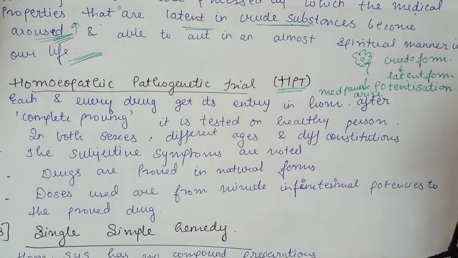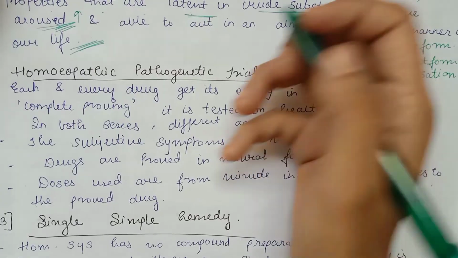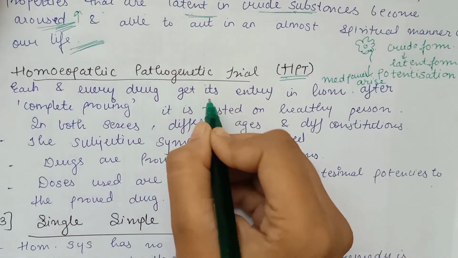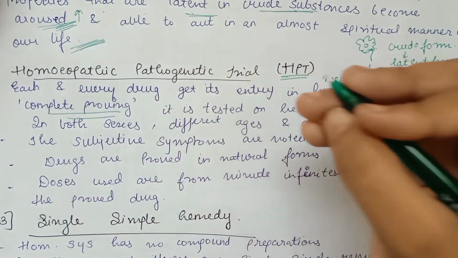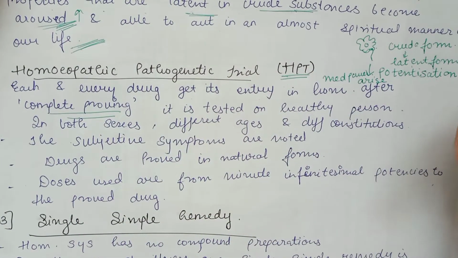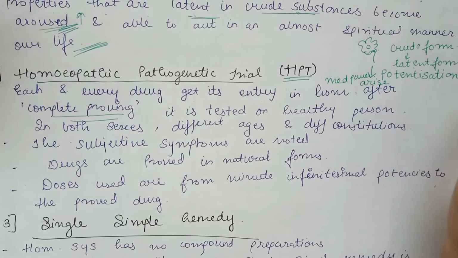जब हम ड्रग प्रूव करते हैं, जब हमारा पोटेंटाइजेशन हो गया, हम उसको प्रूव करते हैं, तो each and every drug gets its entry in homeopathy after complete proving. हम उसे होम्योपैथिक मटेरिया मेडिका में, and we include it in our homeopathy only when it is completely proved.